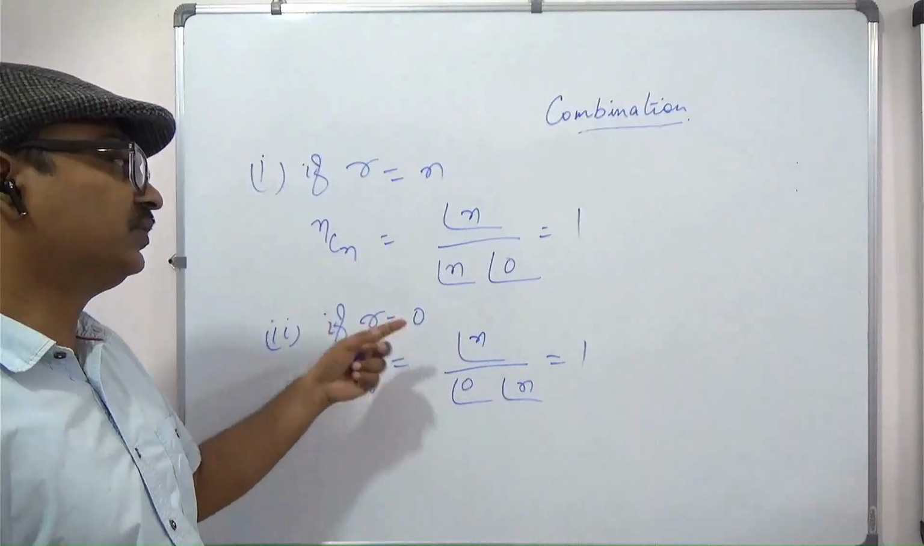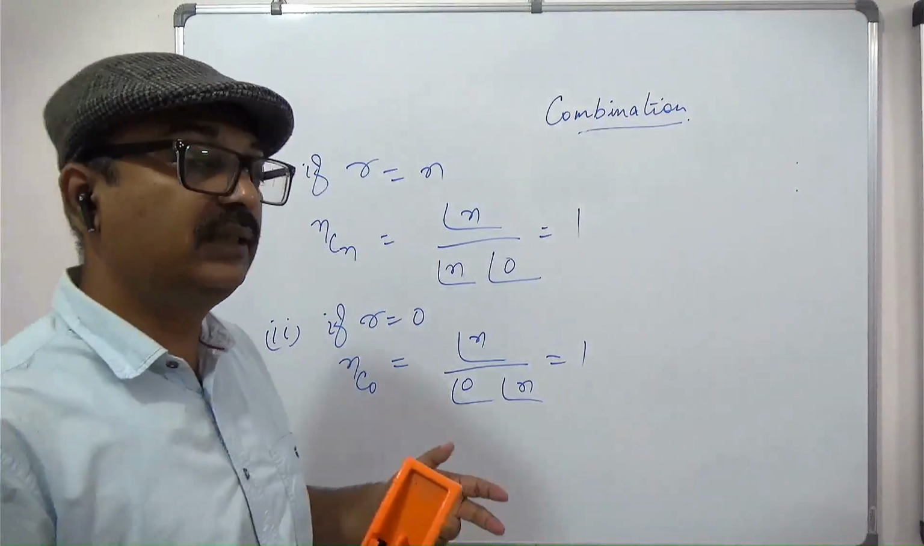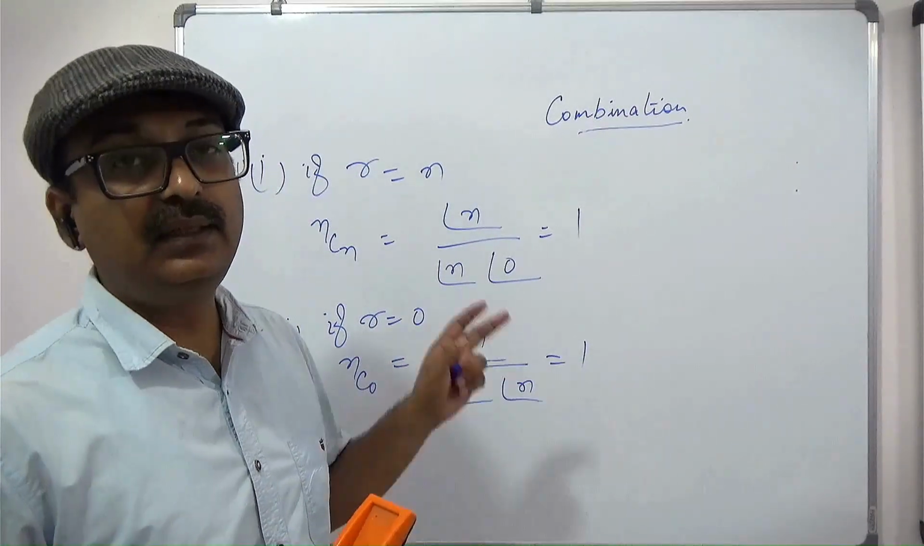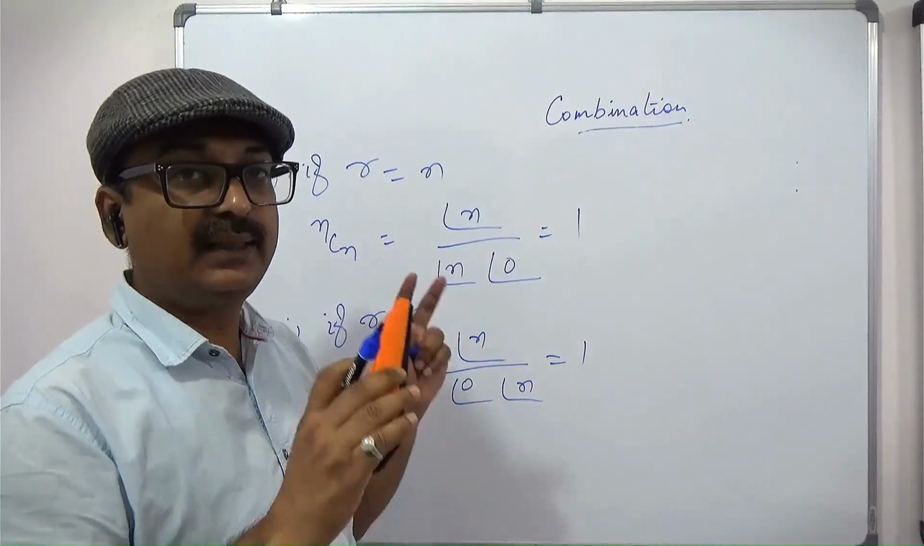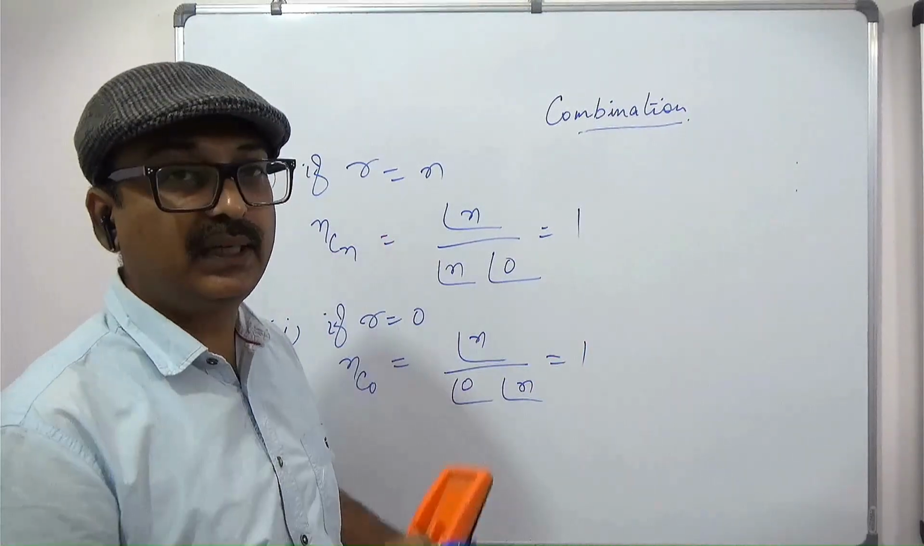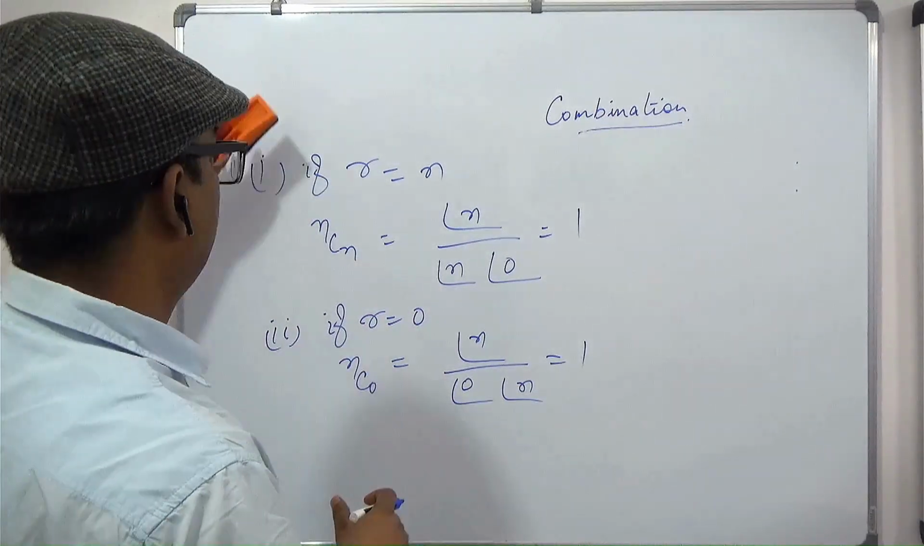So if r is equal to 0, what is the meaning? That is, in how many ways can we not select any ball. If we have n number of balls and we have to take balls r at a time, when r is equal to 0, that is we don't have to take any ball. There's only one way: don't take any ball. So this is nC0.